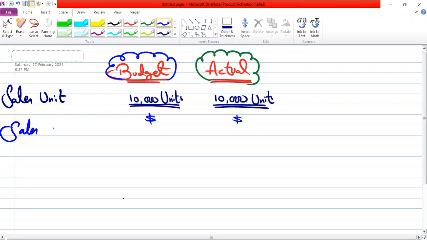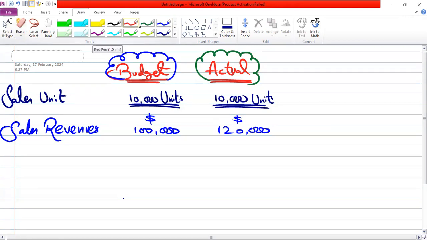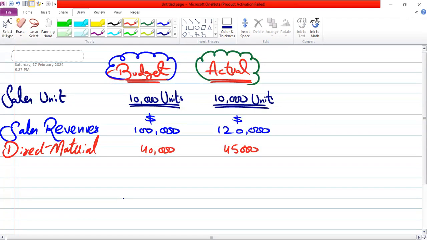For example, I assumed my sales budget was that I will make, let's say, $100,000. It was my predetermined budget. But subhanallah, when the actual results come, it is showing that we made a revenue of 120,000. Okay, variation is there. Good or bad, we will discuss. Then my direct material budget was, let's say, 40,000, but I spent around 45,000 on material. Good or bad, leave it.